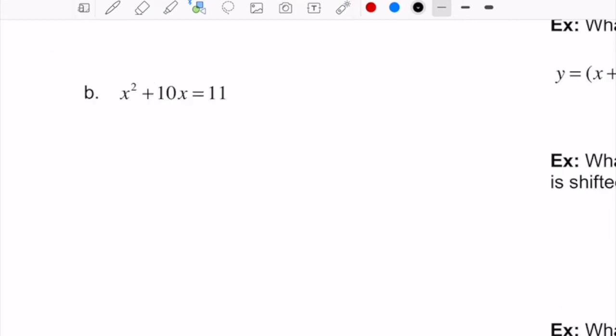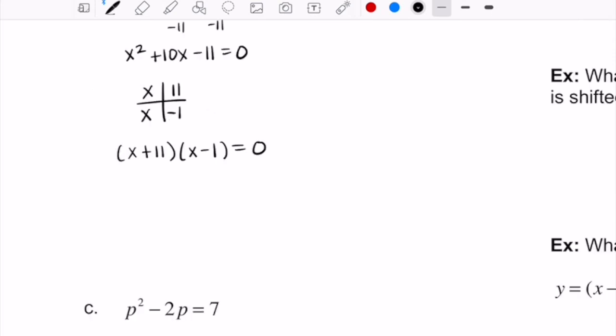On B, this equation is factorable. The 11's on the wrong side though, so I'm going to start by moving the 11 over. I'll subtract the 11 from both sides. X squared plus 10x minus 11 does not have a GCF, so there's nothing to hockey stick out, which means I'll t-chart it. So two numbers that multiply to give me negative 11 and add to give me positive 10 are the numbers positive 11 and negative 1.